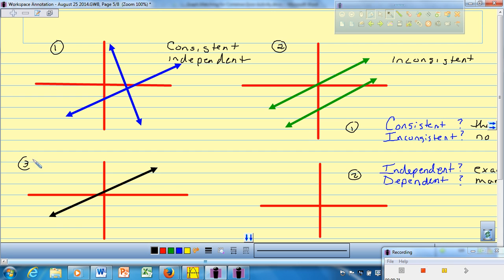And then finally, number 3, we have 2 lines here, but they happen to completely overlap. Lines completely overlap. There you go. Consistent because there's an infinite number of solutions. They overlap everywhere. So it is consistent. And what's the second part? Independent or dependent? Dependent, because there's many solutions. Good.